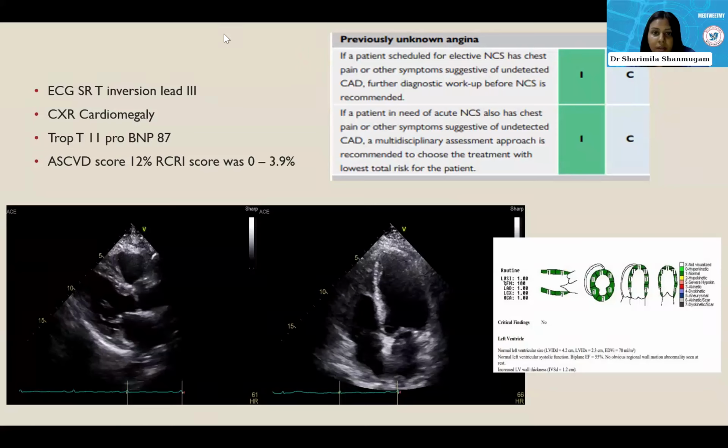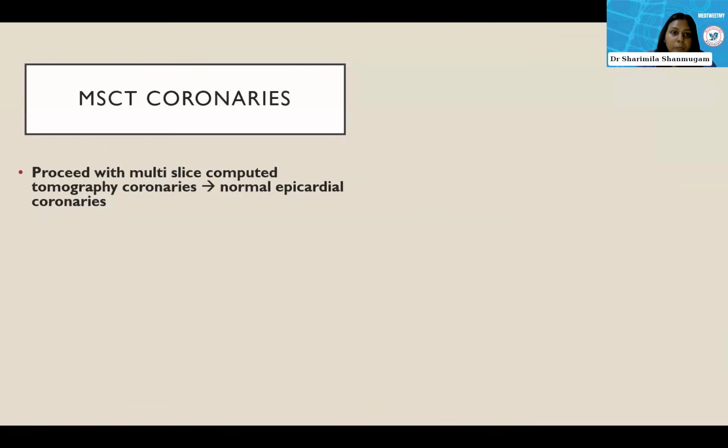If the patient is in need of an acute surgery and has chest pain at the same time, they are trying to tell you elective versus urgent, then of course this is a multidisciplinary assessment at that point of time. So she's 66 years old. We saw that her echo was normal, but because of a high SCORE2 risk, we decided we definitely need to look at her coronaries.